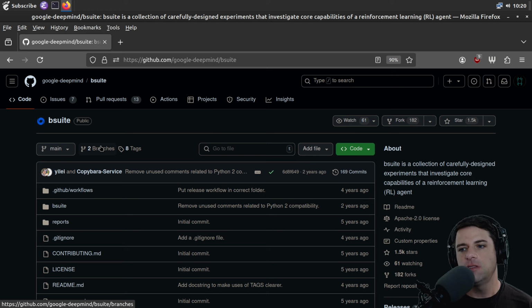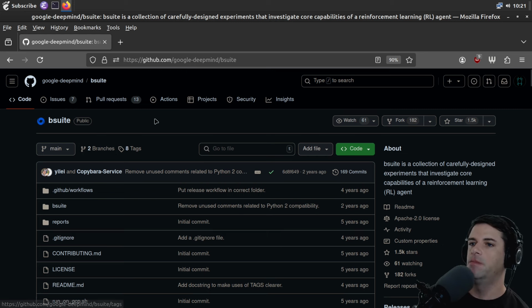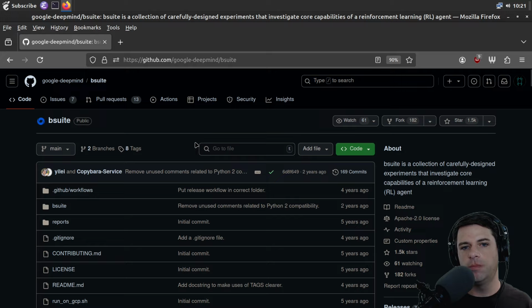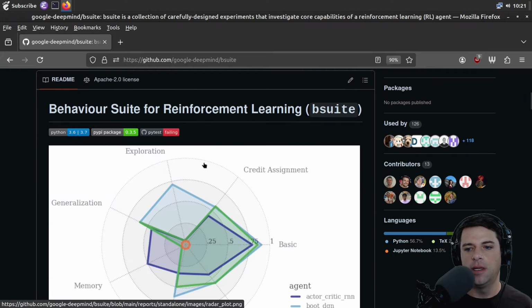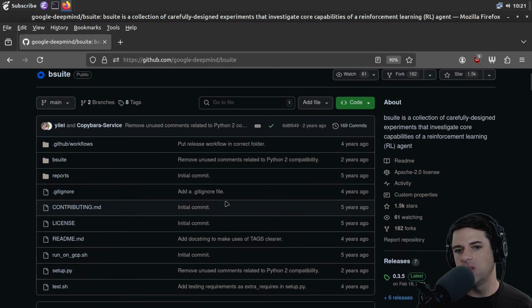So in this series, we're taking a look at Bsuite, Rlax, and Flax. These are all from the folks at Google and/or DeepMind. And I thought it would be fun to learn about reinforcement learning.